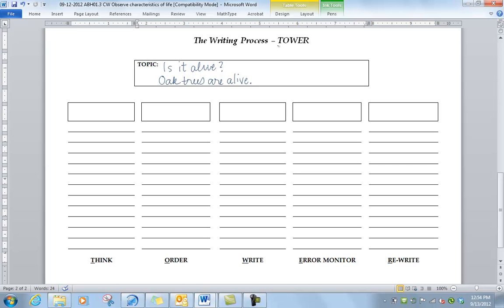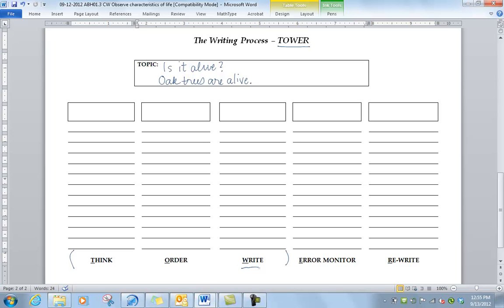Now that word tower is an acronym. Each of the letters stands for another idea. And so if you look down at the bottom of the sheet, you'll see that there's ideas are listed there. Think, order, write, error monitor, and rewrite. Today we're going to focus on the first three, thinking, ordering, and writing.